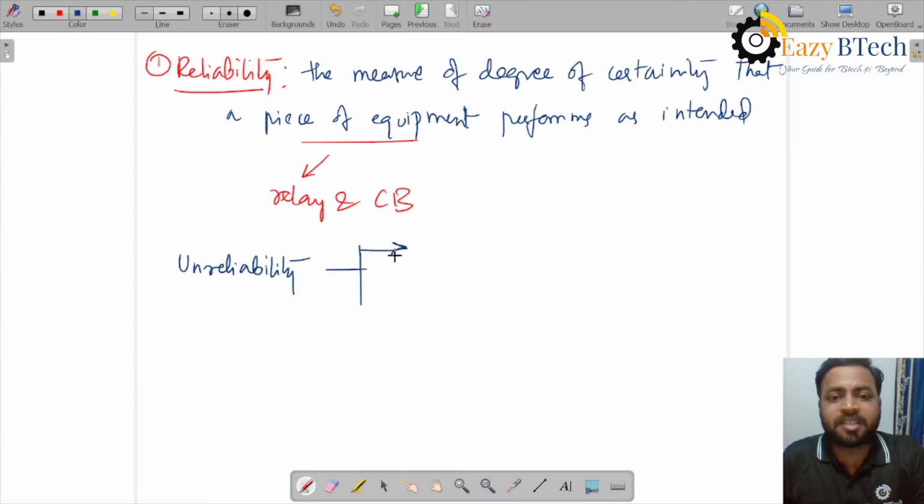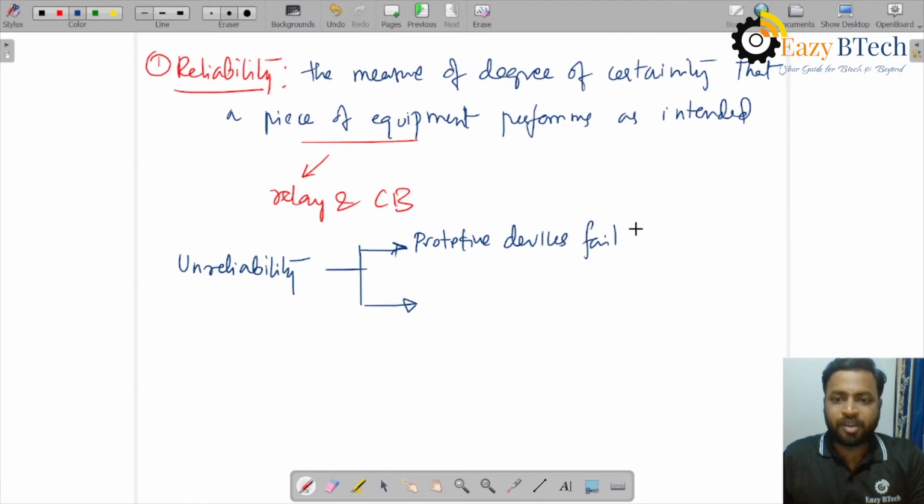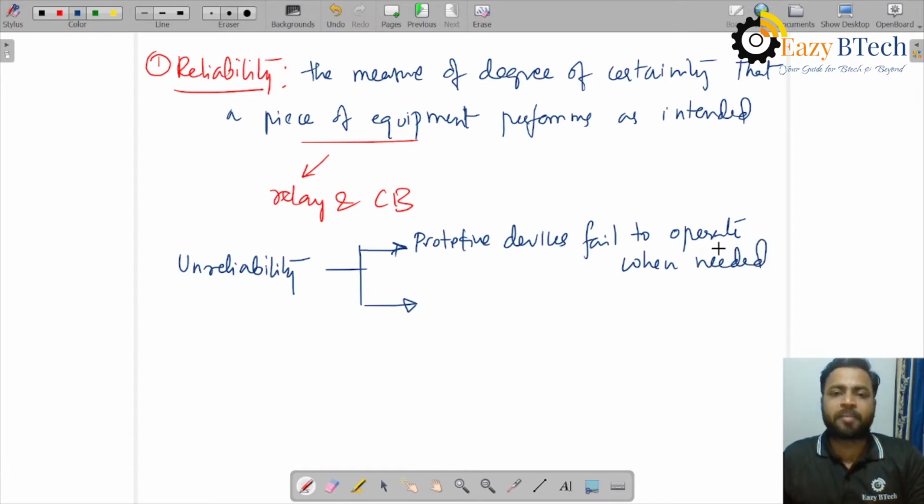In power system protection, unreliability may occur because of two reasons. The first one is that protective devices fail to operate when needed. That is the first reason for unreliability. If the relay and circuit breaker do not operate for a fault which they are responsible to isolate, then we can say that the protective devices are unreliable.